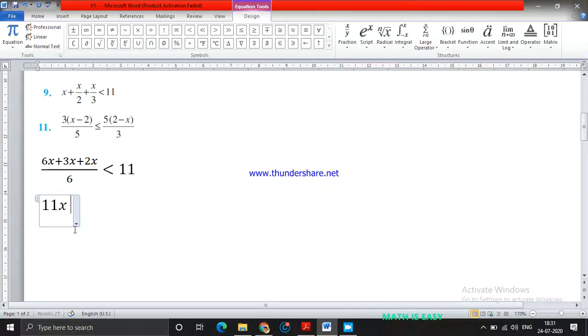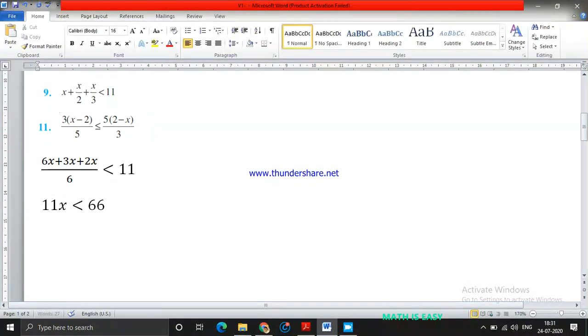11x is less than 66. So multiplying by 6 on both sides, on this side 6 and 6 will get cancelled, and if I multiply 6 here, it will become 66. Now dividing by 11 on both sides, you will get x is less than 6. If x is less than 6, what are the number system we have?